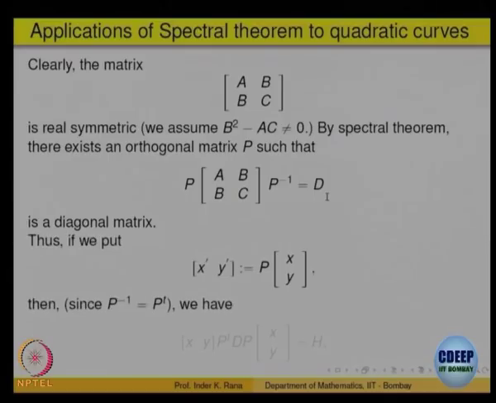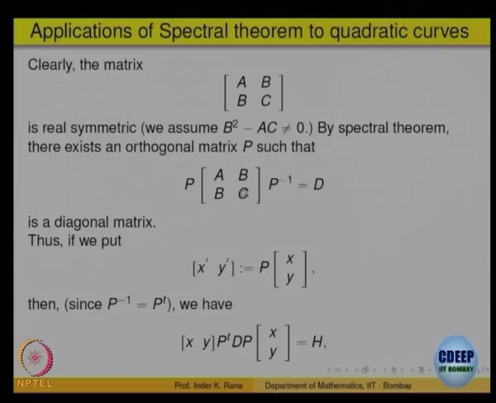So, if I define (x', y') as P (x, y), then what is that equation? P inverse is P transpose, again that is useful for real symmetric. So, I get A equal to P transpose D P. From here, what is this matrix? Take P on the other side, P inverse on the other side. So, this matrix is equal to P transpose D P, because P inverse is P transpose.